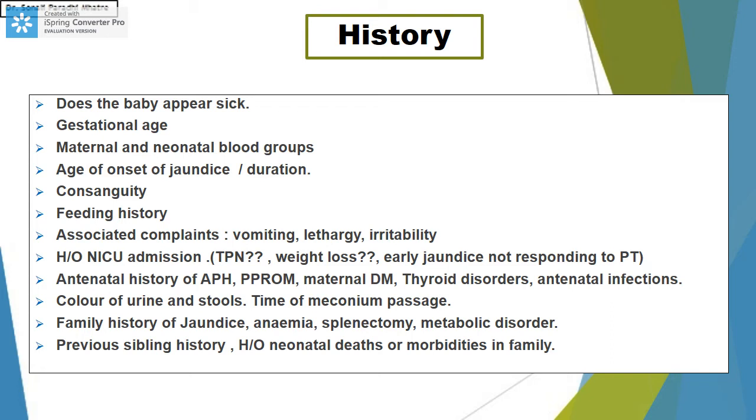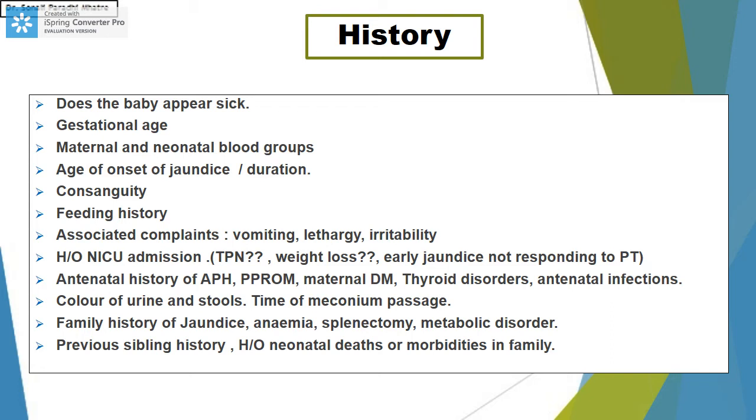Then inquire about the gestational age and calculate the corrected gestational age as well. The maternal and neonatal blood groups have to be inquired about. What was the age of onset of jaundice and what has been the total duration of jaundice? As we have discussed, jaundice which is for more than 14 days of life of a baby is neonatal cholestasis. Of course, when the jaundice is direct jaundice.